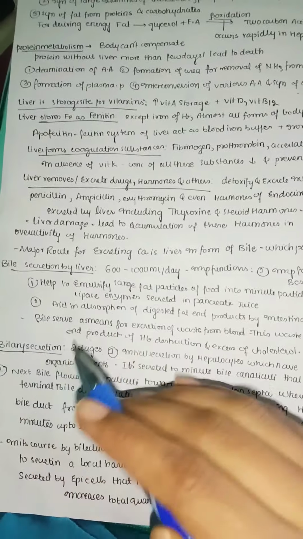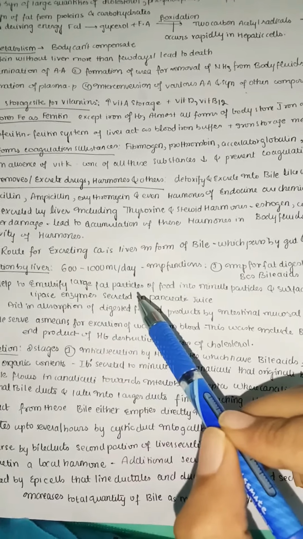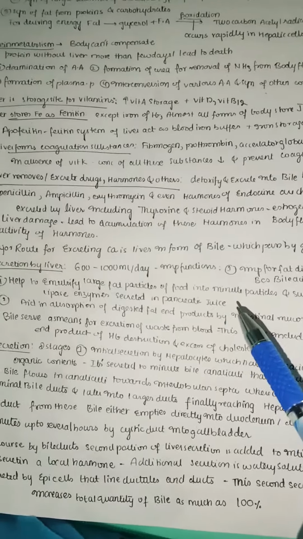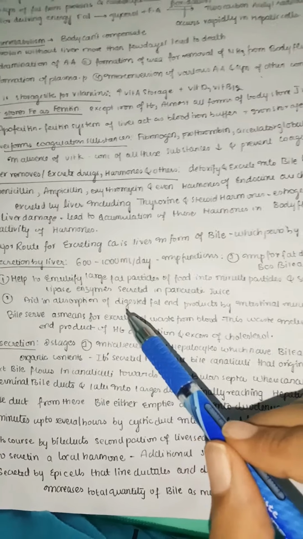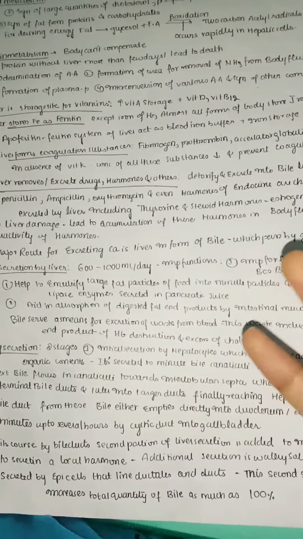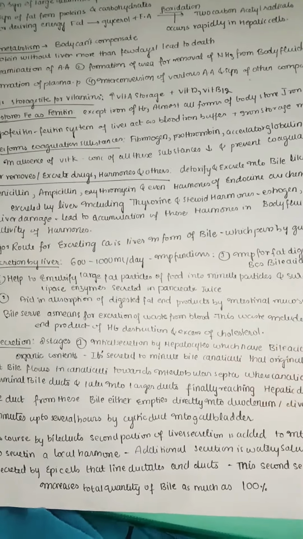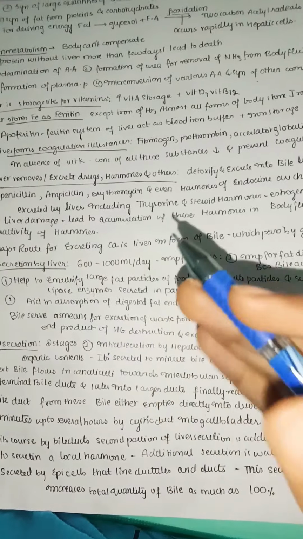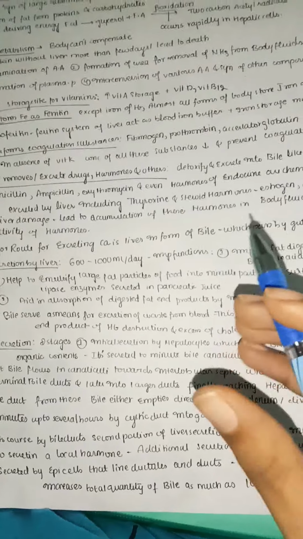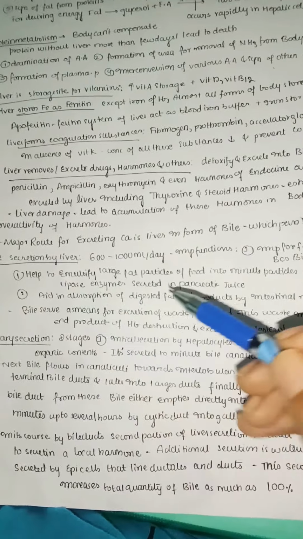The first function of bile is to help emulsify large fat particles of food into minute particles, and the surface is attacked by lipase enzymes secreted in pancreatic juice. So you can see here the large fat molecules are converted into minute particles, and they're also attacked by lipase enzyme, which is secreted in the pancreatic juice. So this is how all juices mix, and finally the liver plays an important role to cut down them.